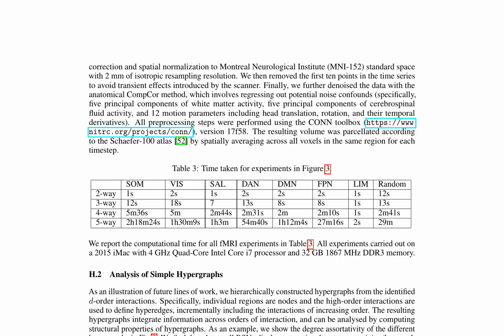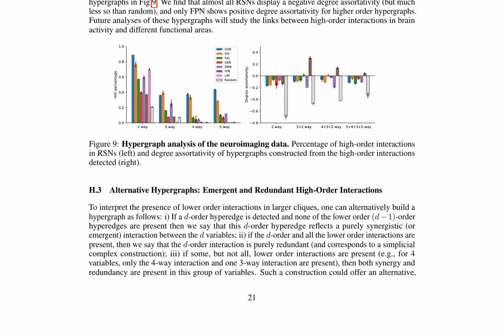All experiments were conducted on a 2015 iMac with a 4 GHz quad-core Intel Core i7 processor and 32 GB 1867 MHz DDR3 memory. The analysis of simple hypergraphs is also presented, where individual regions are nodes and high-order interactions define hyperedges. This approach integrates information across orders of interaction and can be analyzed by computing structural properties of hypergraphs. Degree assortativity of the different hypergraphs is shown in Figure 9, revealing that almost all RSNs display a negative degree assortativity, with the exception of the FPN showing positive degree assortativity for higher-order hypergraphs.